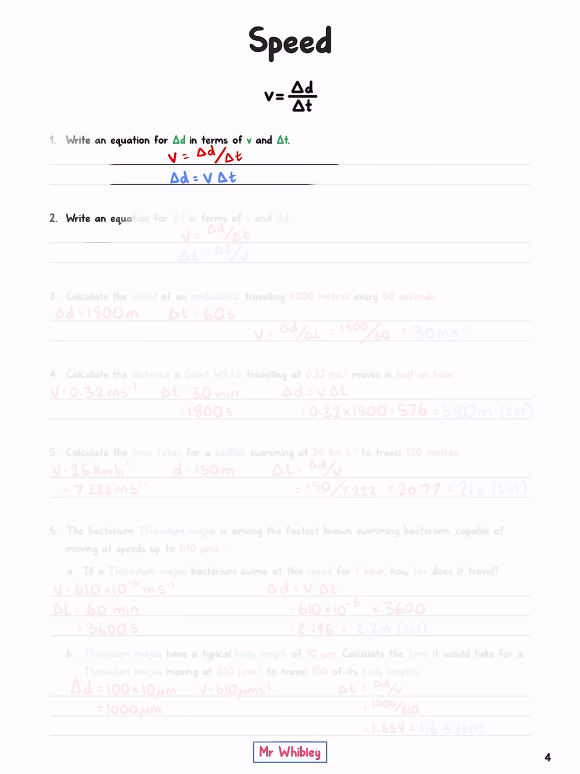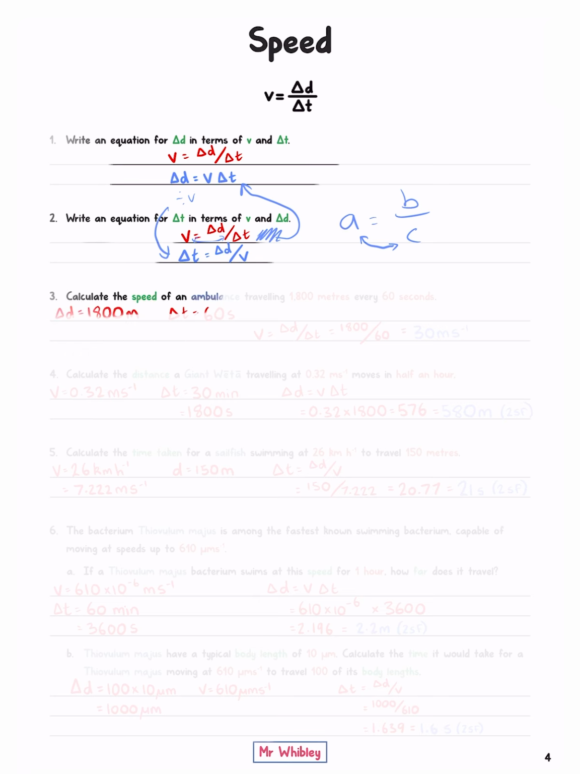Question 2. Write an equation for delta t in terms of v and delta d. Once again, starting with our velocity equation, what we can do is swap our v and our delta t quantities. The long version of why this works is if we start with this equation and then go to this equation here. If we then divide both sides by v, we get this equation here. But it's worth remembering that if you ever have an equation in this form here, you can always swap these two around.